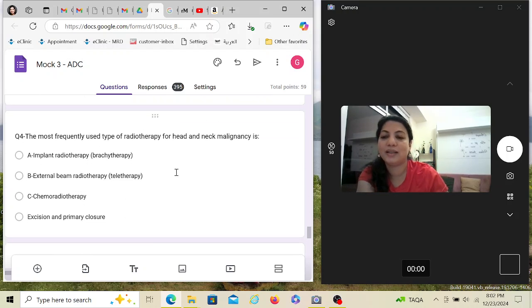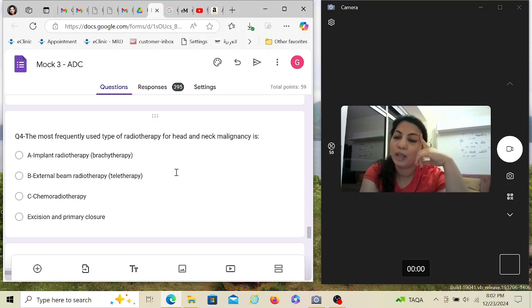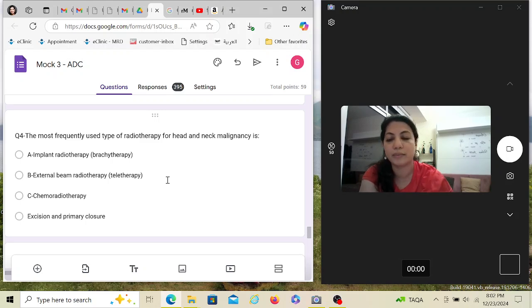The most frequently used type of radiotherapy for head and neck malignancy is implant. That's brachytherapy, which is mostly for the brain. External beam radiotherapy is what we use for head and neck malignancy. Chemoradiotherapy, chemo is also used, excision and primary closure. So the question here is radiotherapy and the answer here is external beam radiotherapy.